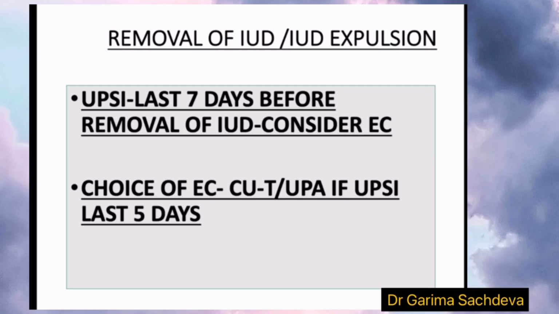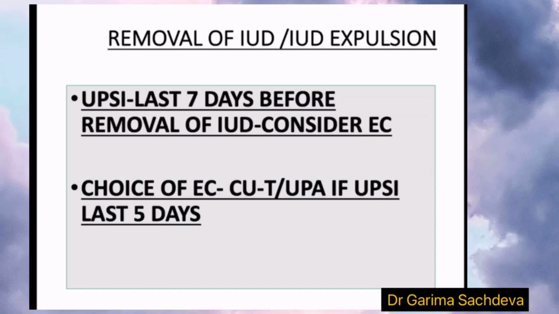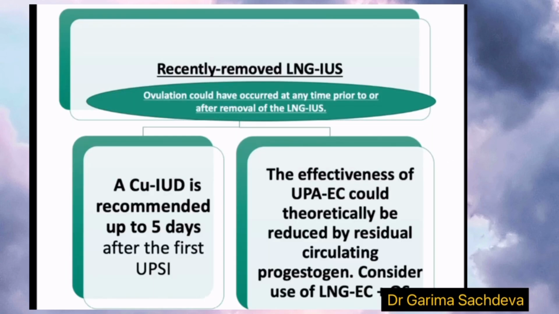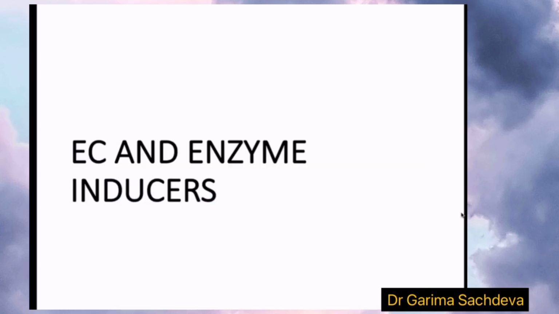Understood? Yes, ma'am. So you are repeating the copper T again, ma'am. Suppose it got expelled. Yes. Removal or expulsion, this is the same as the previous one. Okay, so this is for copper T. For copper T, UPA can be used because it is non-hormonal. But for LNG or other progesterone methods and CHCs, you do not use UPA.